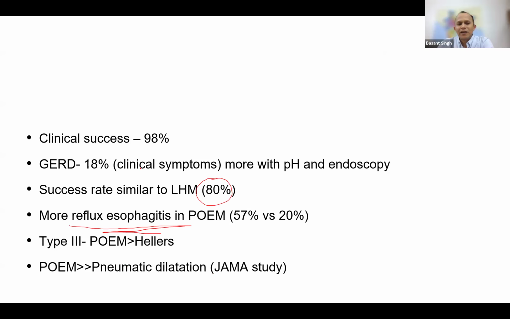For type 3, we know that POEM is better than Heller's. So this is one space where POEM scores over Heller myotomy. They have mentioned a study published in JAMA, which said that POEM is far, far better than pneumatic dilatation. Just remember the values here. They will ask you about the reflux: what is the percentage of patients who have reflux after POEM, and after Heller myotomy as well?